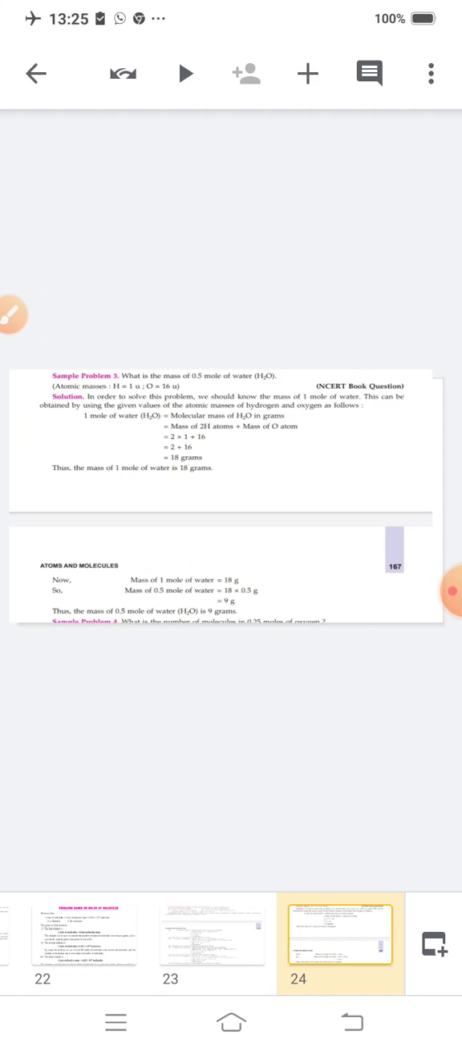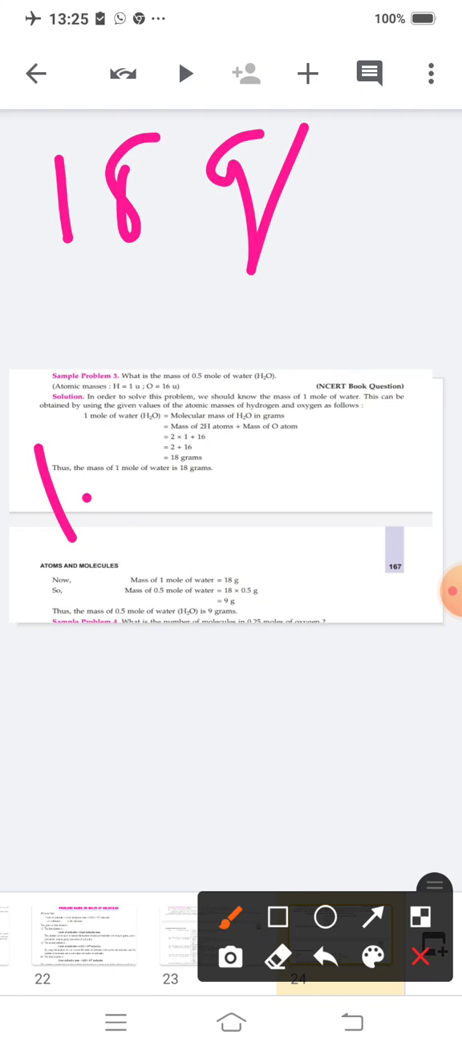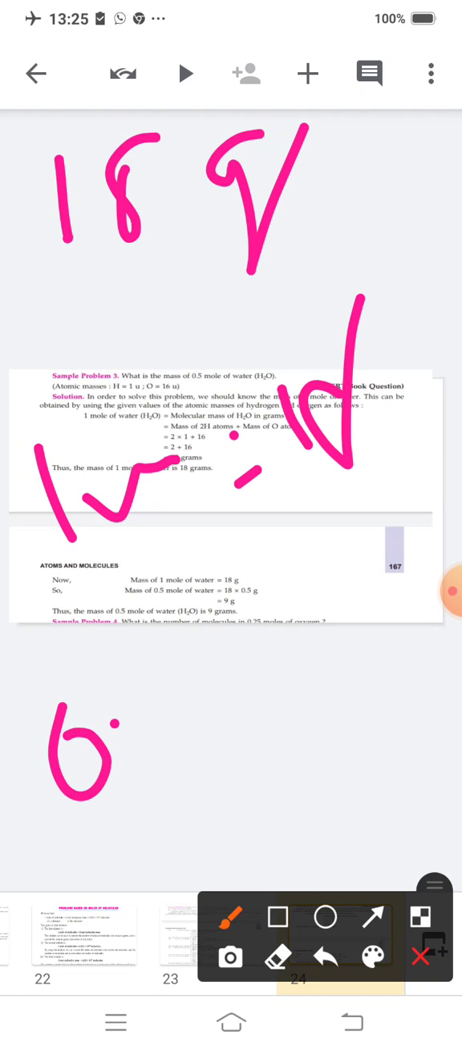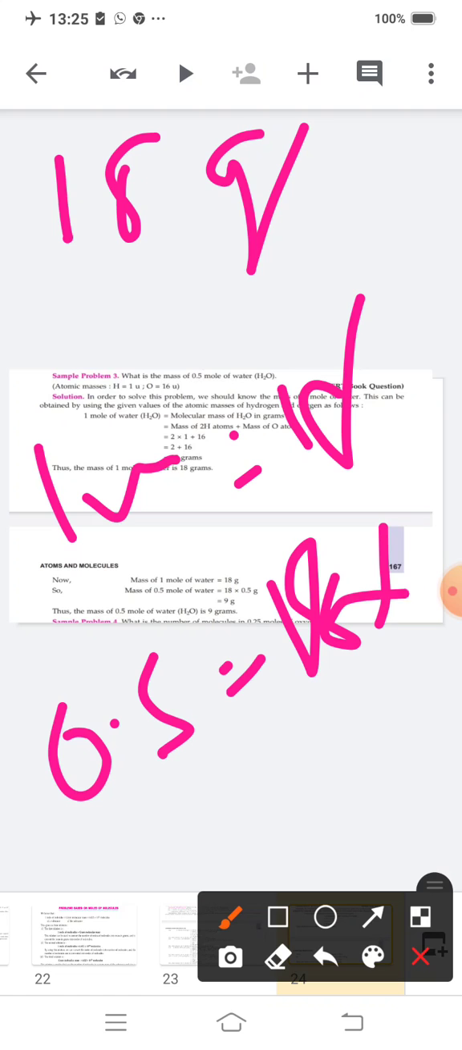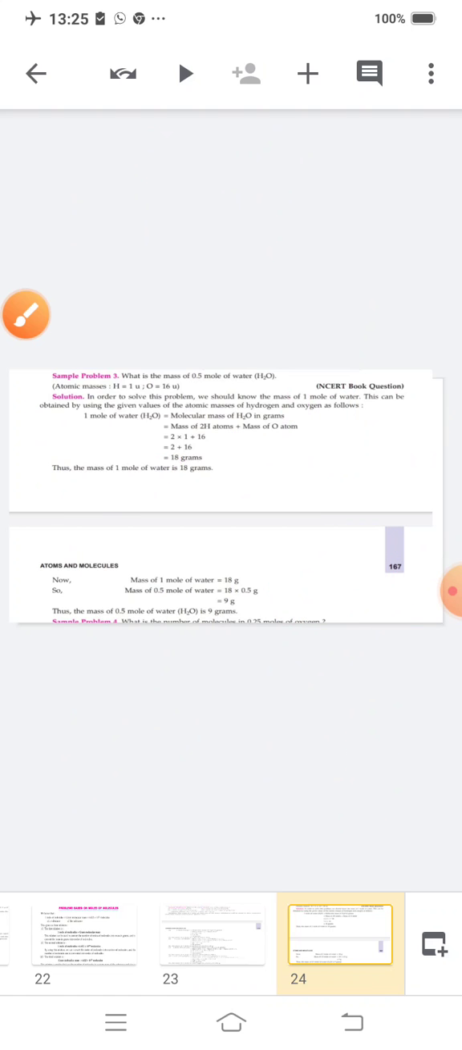Now what is the mass of 0.5 mole of water? For that, first you have to find the molecular mass, and we know that the molecular mass of H2O is 18 gram. So 1 mole is equal to 18 grams. So 0.5 is equal to 18 into 0.5. So 9 gram. Is this clear?